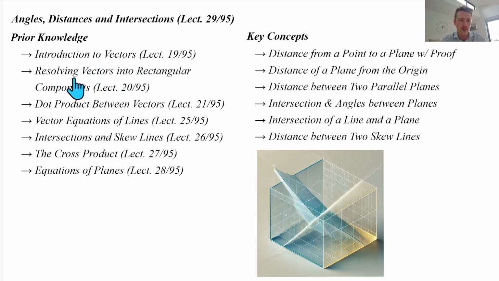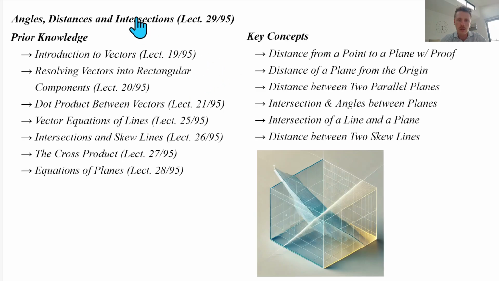So introduction to vectors, resolving vectors into rectangular components, the dot product between vectors, vector equations of lines, intersections and skew lines, the cross product, as well as equations of planes will all be very useful for this stuff. And the stuff that we will look at is the distance from a point to a plane, and we'll look at the proof of that, the distance of a plane from the origin, the distance between two parallel planes, the intersection and angle between planes, the intersection of a line and a plane, and the distance between two skew lines. Okay, let's jump into it.